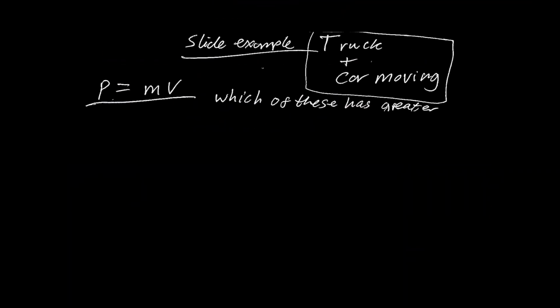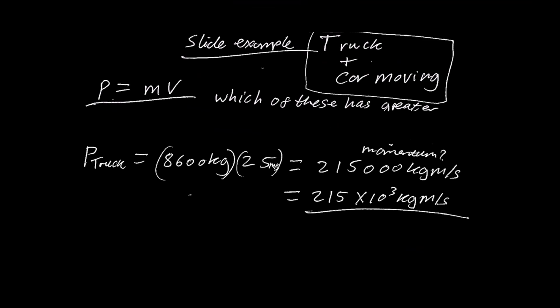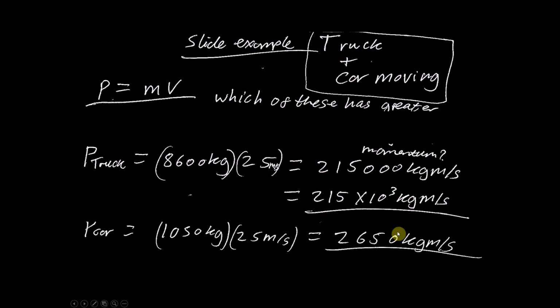So, in the form of a calculation, taking P equals mv, which has greater momentum? P for the truck will be 8,600 kilograms by 25 meters per second, and will give us 215,000 kilogram meters per second. The momentum for the car will be 1050 kilograms times 25 meters a second, which will give us 2650 kilogram meters per second. Obviously, the truck will have greater momentum.